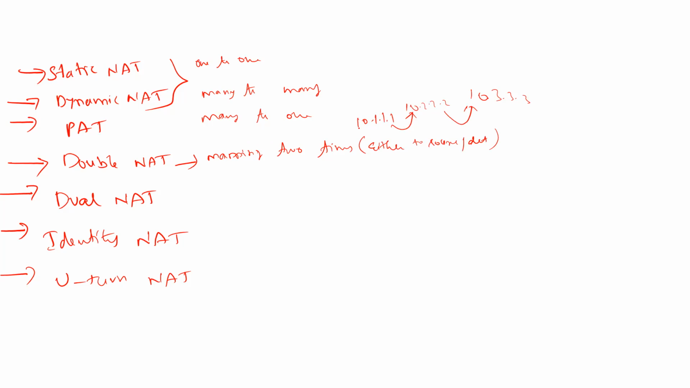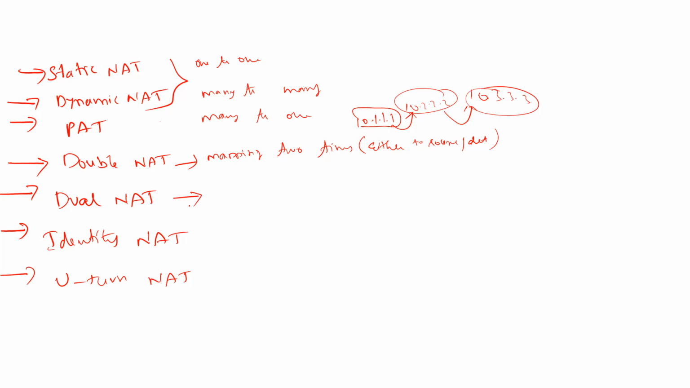So double NAT is nothing but converting one single IP address multiple times, two times we can say. That is called double NAT. This NAT will happen on whatever device it is, but the NAT is happening two times, right? So that is called double NAT. Is it clear? Whether converting the source IP address or the destination IP address doesn't matter. Mapping two times is called double NAT.